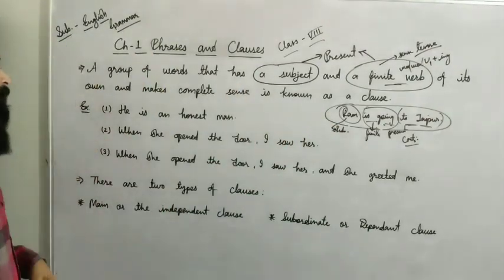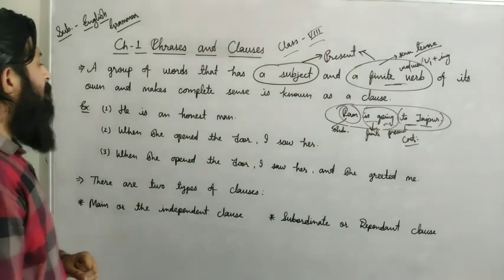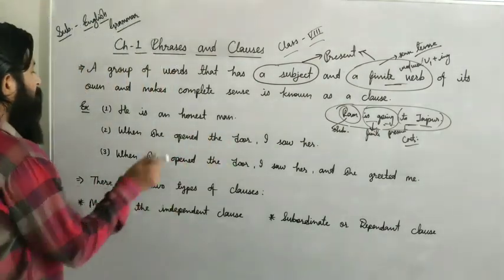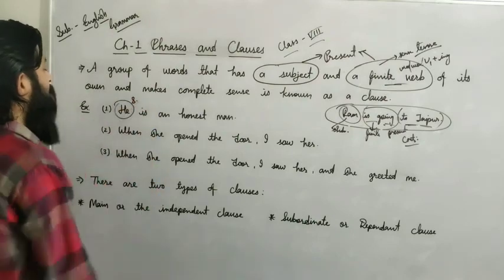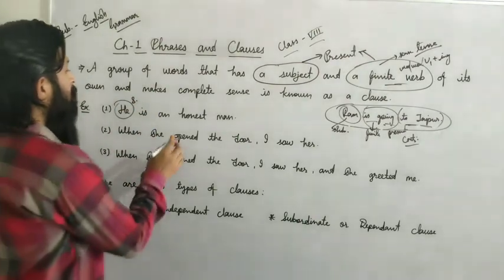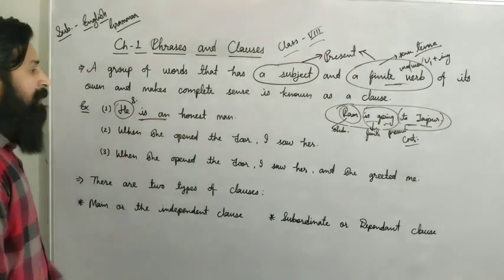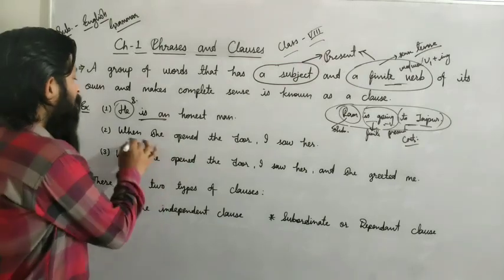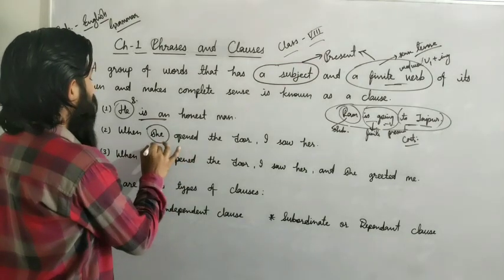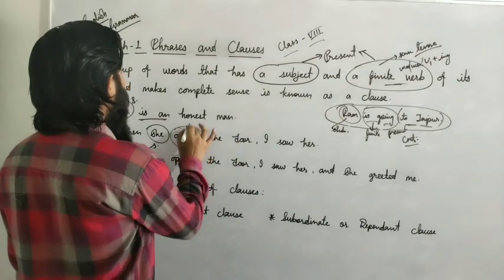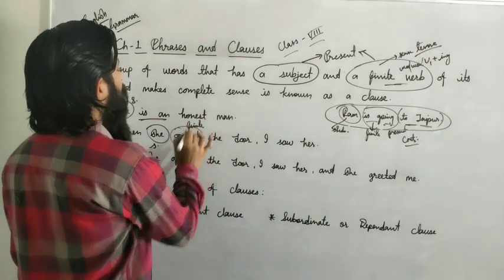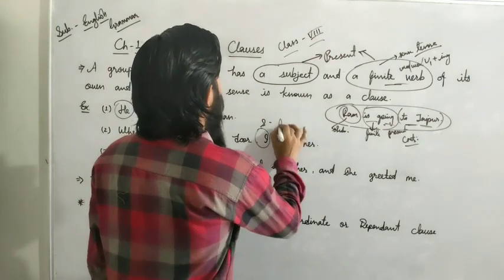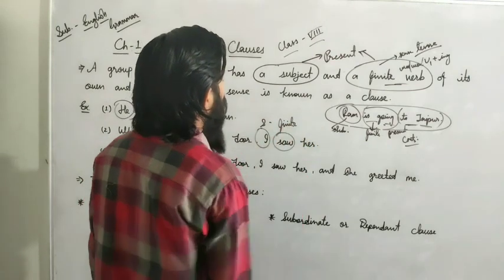Dear students, an example is given here. He is an honest man. Here he is the subject and the finite verb is also here. So we can say that it is a clause. The second sentence is: When she opened the door, I saw her. See, she is the subject and opened is the finite verb. I is the subject and saw is the finite verb.